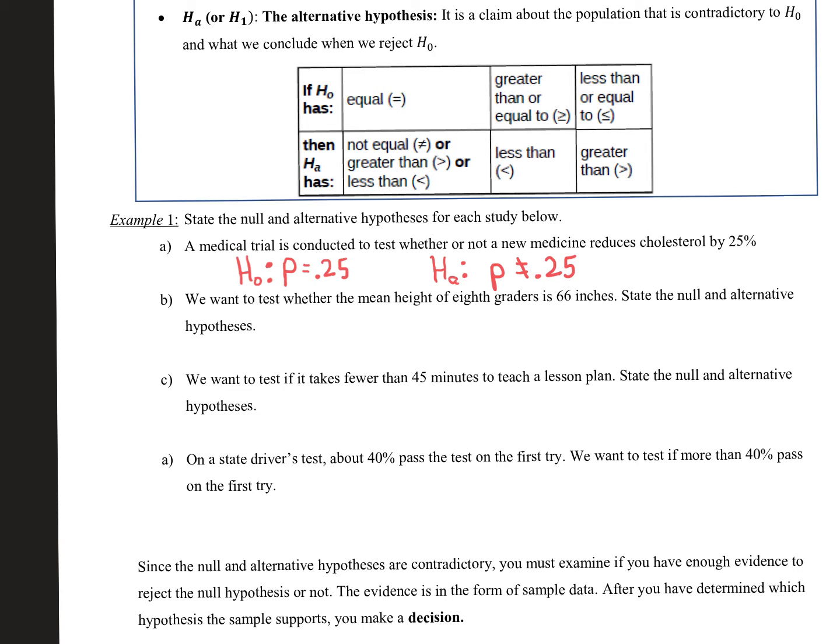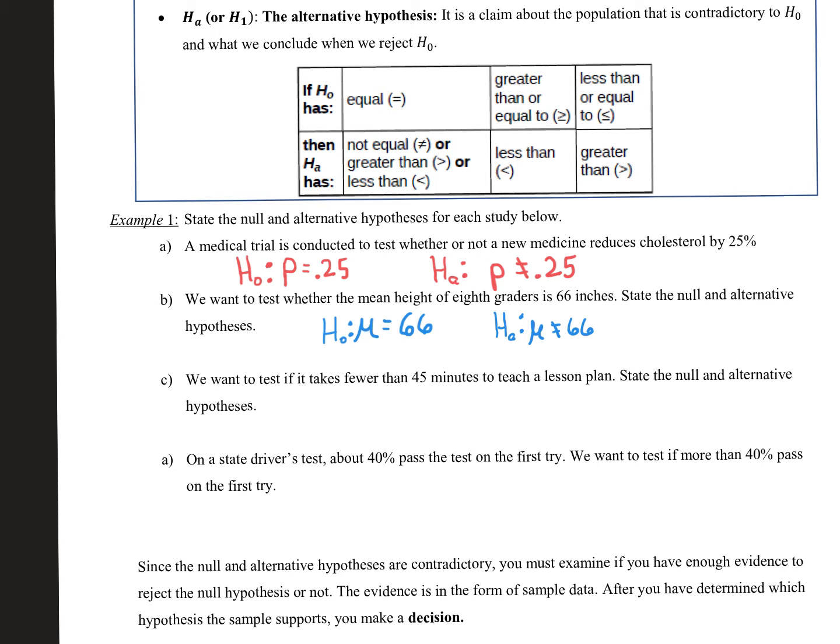We want to test the mean height of 8th graders and see if it is 66 inches. Now notice here we don't say percentage, we say mean. So we're not going to do the letter P here. We are going to use the letter mu, the Greek letter mu for mean. Since we have an equal sign here again, our claim is actually going to be the null hypothesis. The alternative hypothesis is always the opposite. So we're going to say not equal to 66.